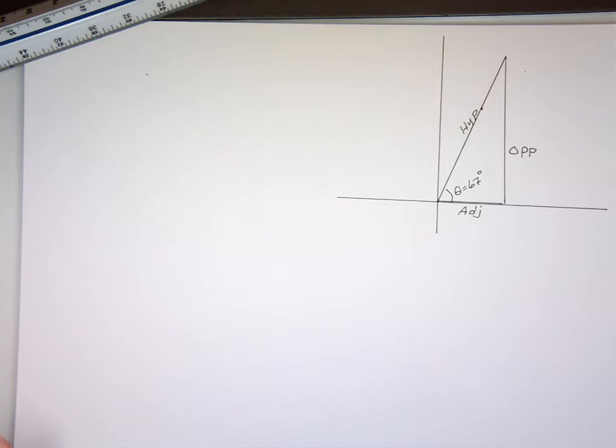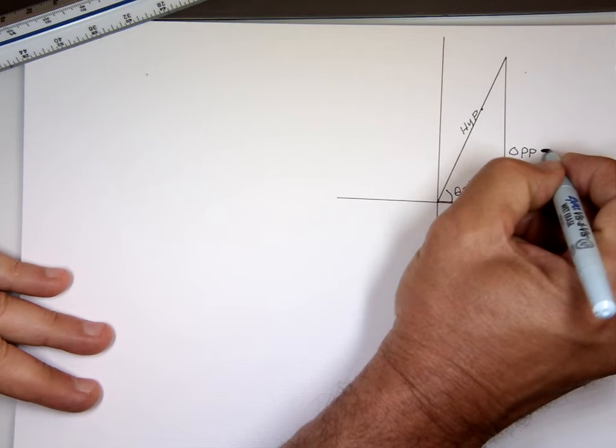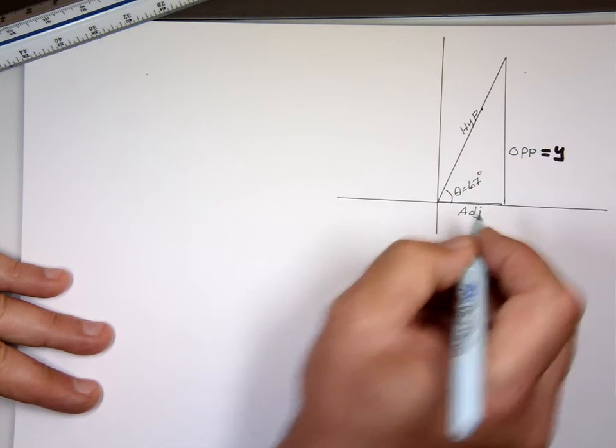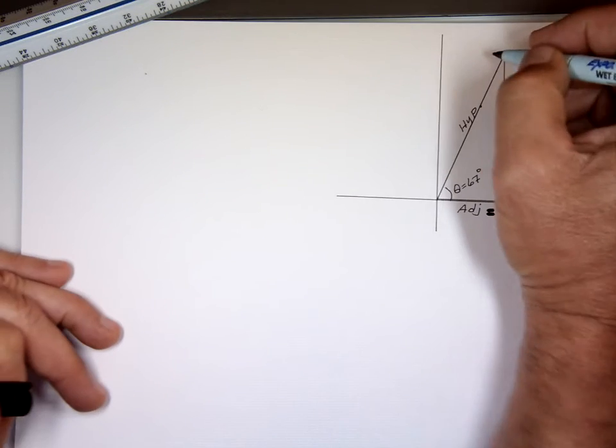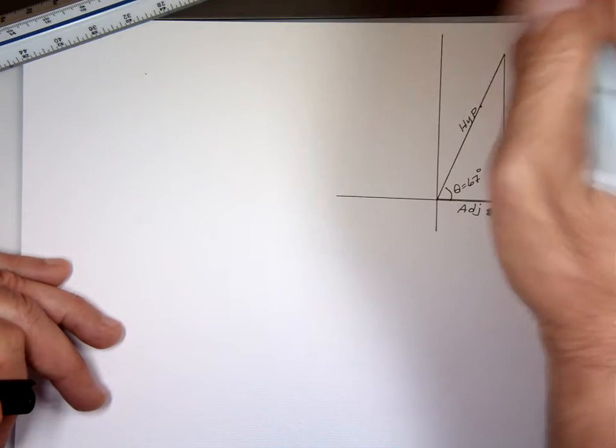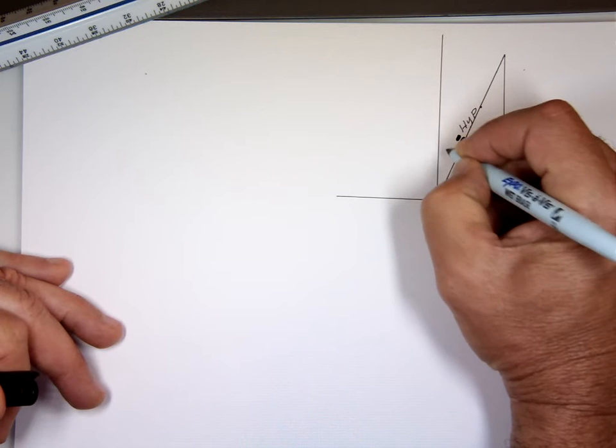A lot of books will use Y for the opposite because that's in the Y direction. They use X for the adjacent, and they use R for the radius because that's a portion of a circle. They use R for the hypotenuse.